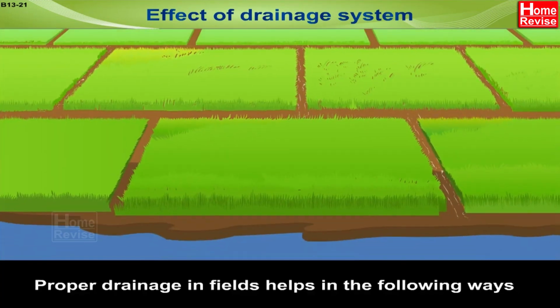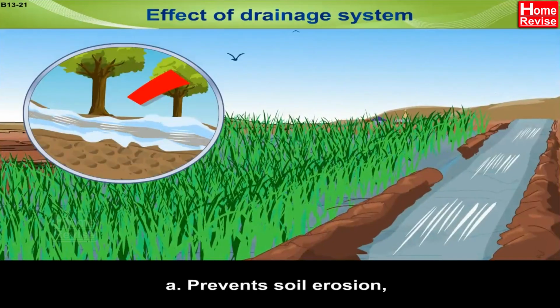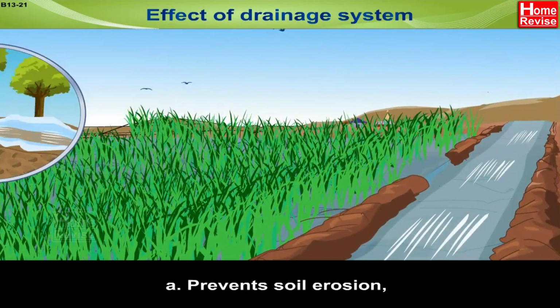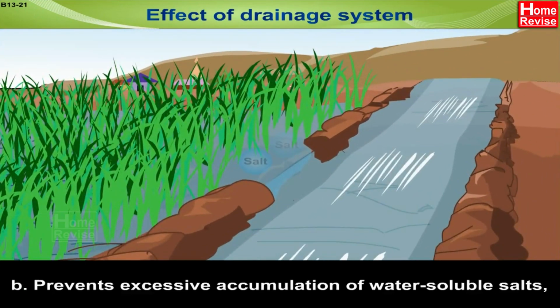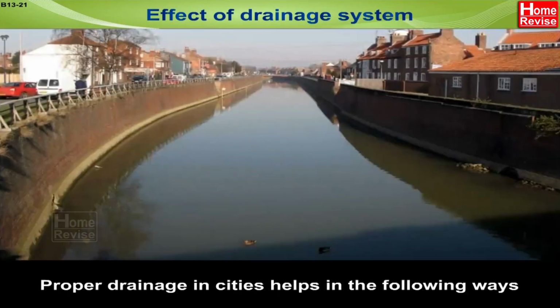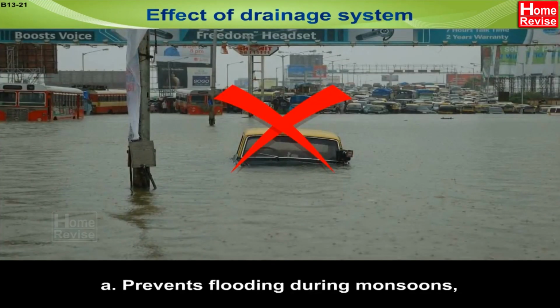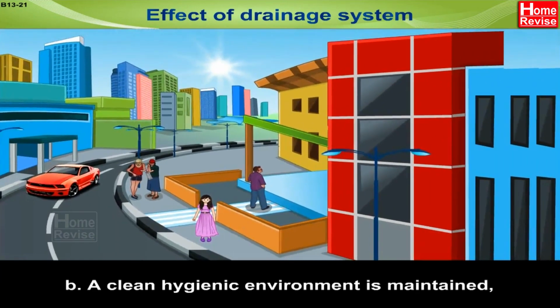Effect of drainage system. Proper drainage in fields helps in the following ways. A. Prevents soil erosion. B. Prevents excessive accumulation of water-soluble salts. Proper drainage in cities helps in the following ways. A. Prevents flooding during monsoons. B. A clean, hygienic environment is maintained.